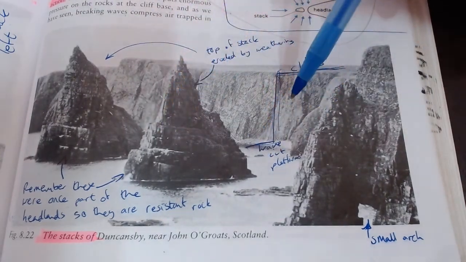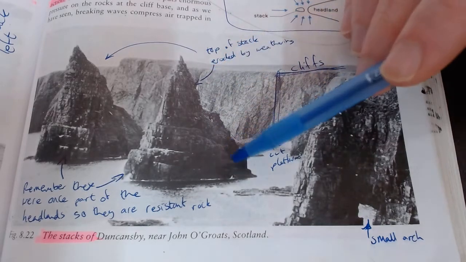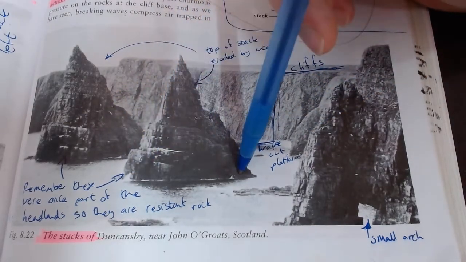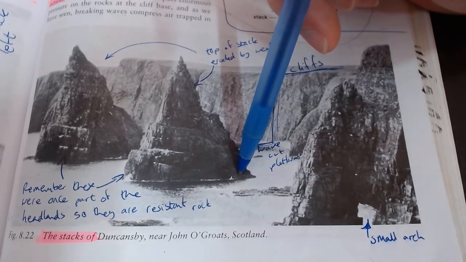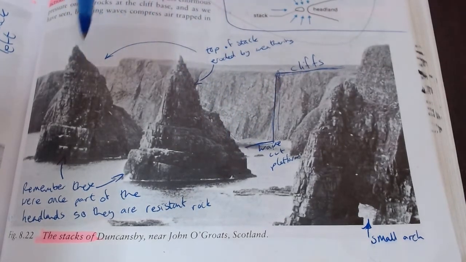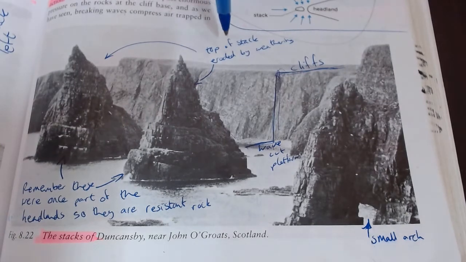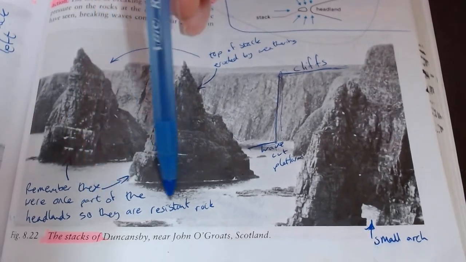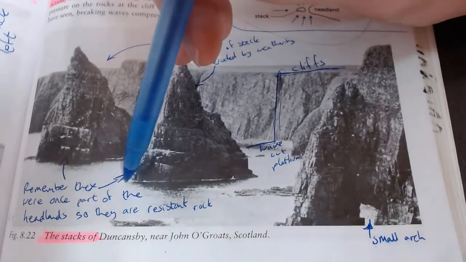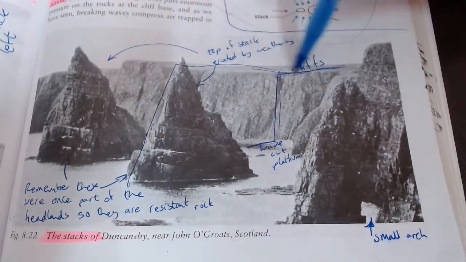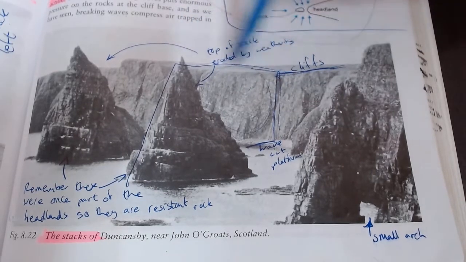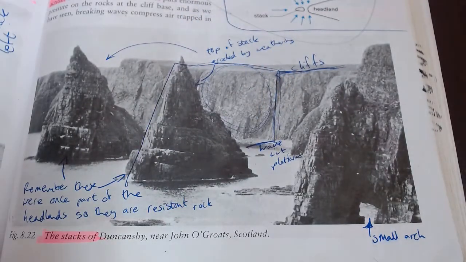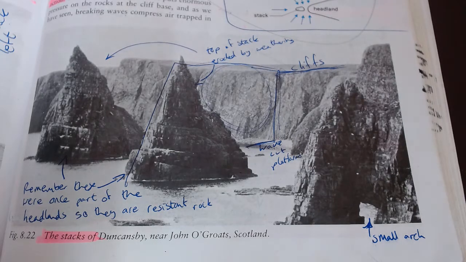You can see they're not connected anymore, but these are a strange shape, because usually you would expect the bottom of them to be narrower, since that's where the erosion occurs. But up here, Scotland gets huge amounts of rain and wind, so the tops of the stacks are being eroded away by weathering. We've looked at weathering before. Remember, these were part of the headland, so they're actually resistant rocks. At one time the land would have come up like this and gone straight over, but this bit here has now disappeared. It's collapsed into the sea. So that's just an example of some stacks there.